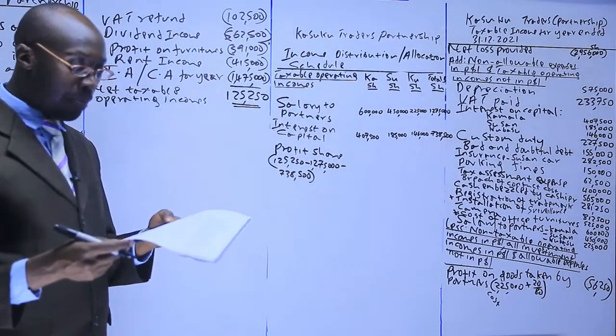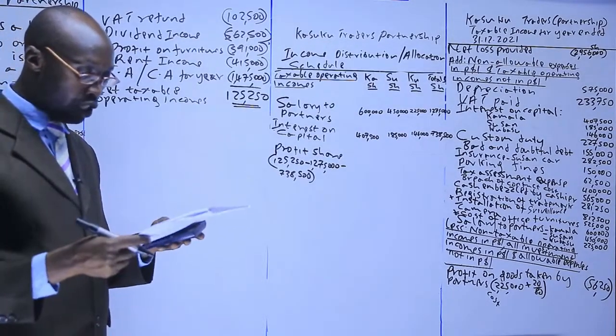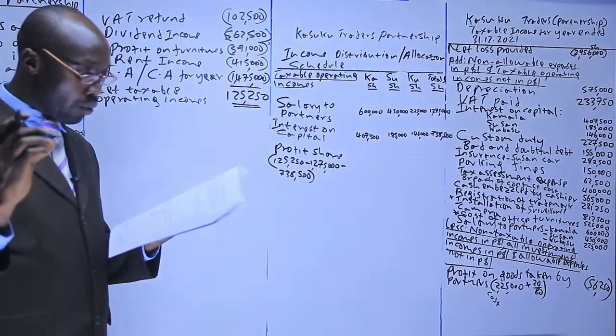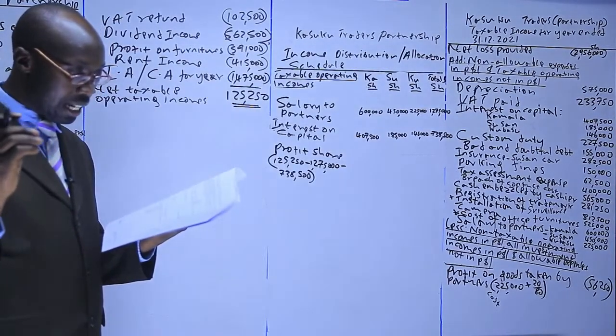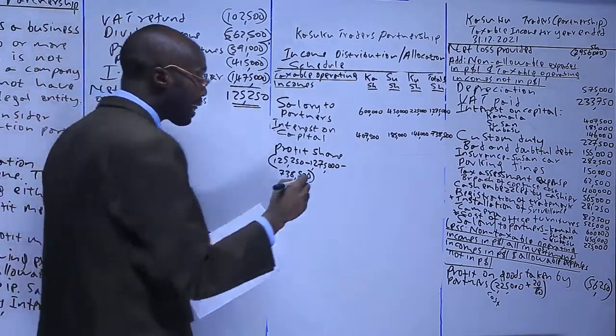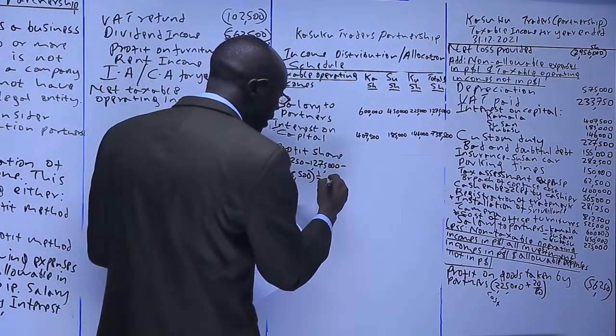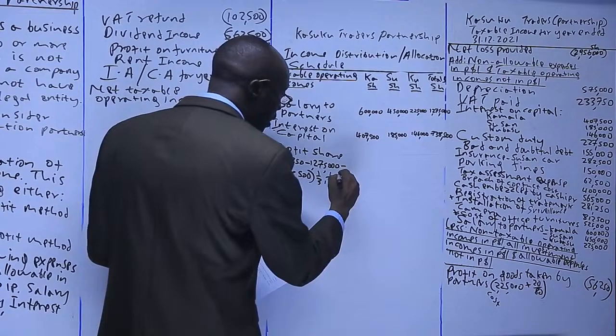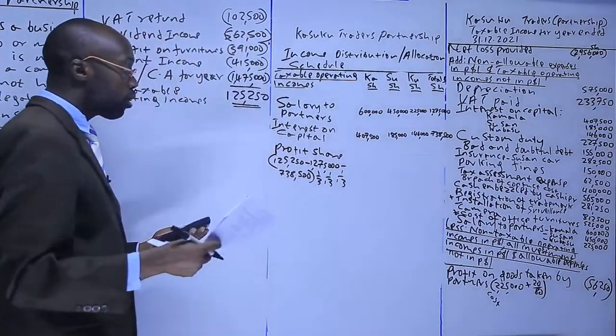If you look at the first paragraph, is where we have the profit sharing ratio. Kamara, Susan, and Kubasu are in partnership trading as Kasuku, sharing profit and losses equally. They are three, each to get a third. So first one, a third. The other one, a third. The other one, a third. So let's see what remains.